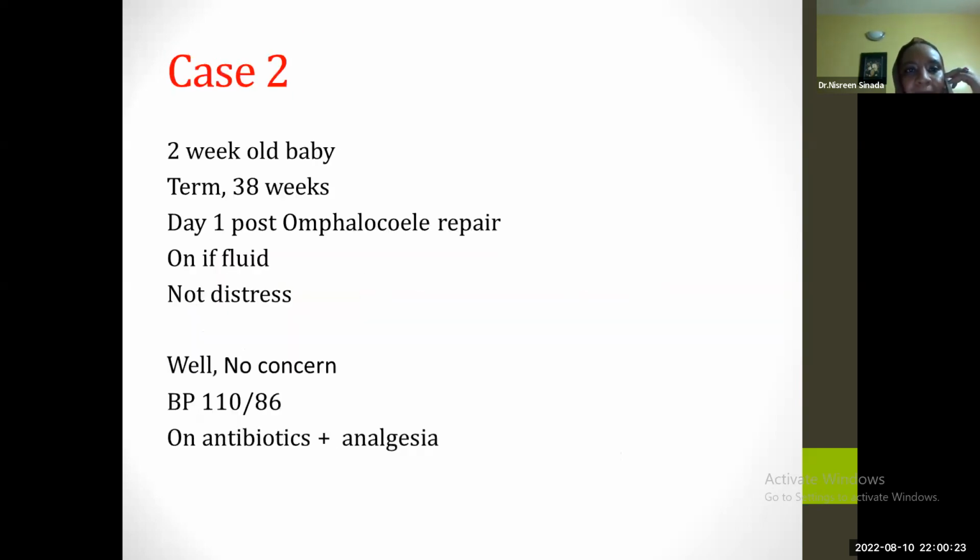the patient? Case 2 is a 2-week-old baby, term at 38 weeks, day 1 post-omphalocele repair, on IV fluid, not in distress, well, no concern, and the blood pressure is 110/86. He is covered with analgesia and antibiotics. So any volunteer, or anyone want to write in the chat box?